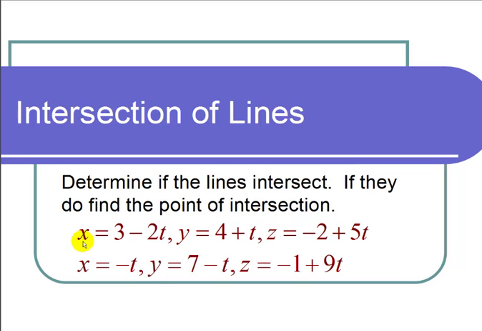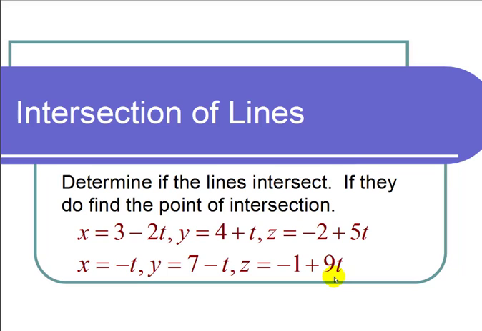The first line is x equals 3 minus 2t, y equals 4 plus t, and z equals negative 2 plus 5t. And the second line is x equals negative t, y equals 7 minus t, and z equals negative 1 plus 9t.